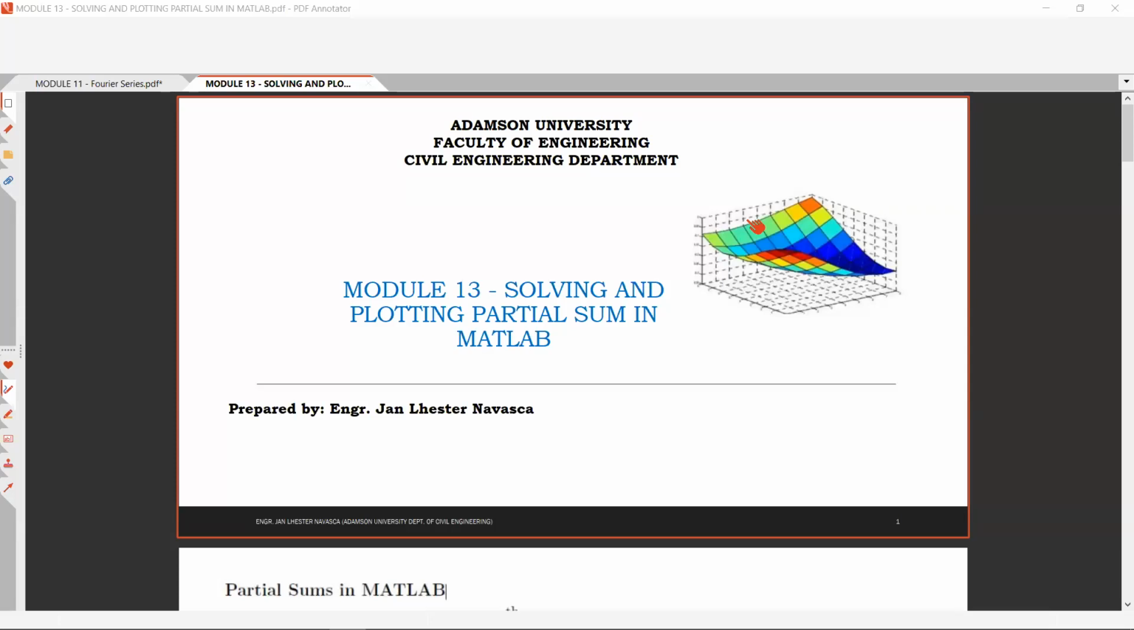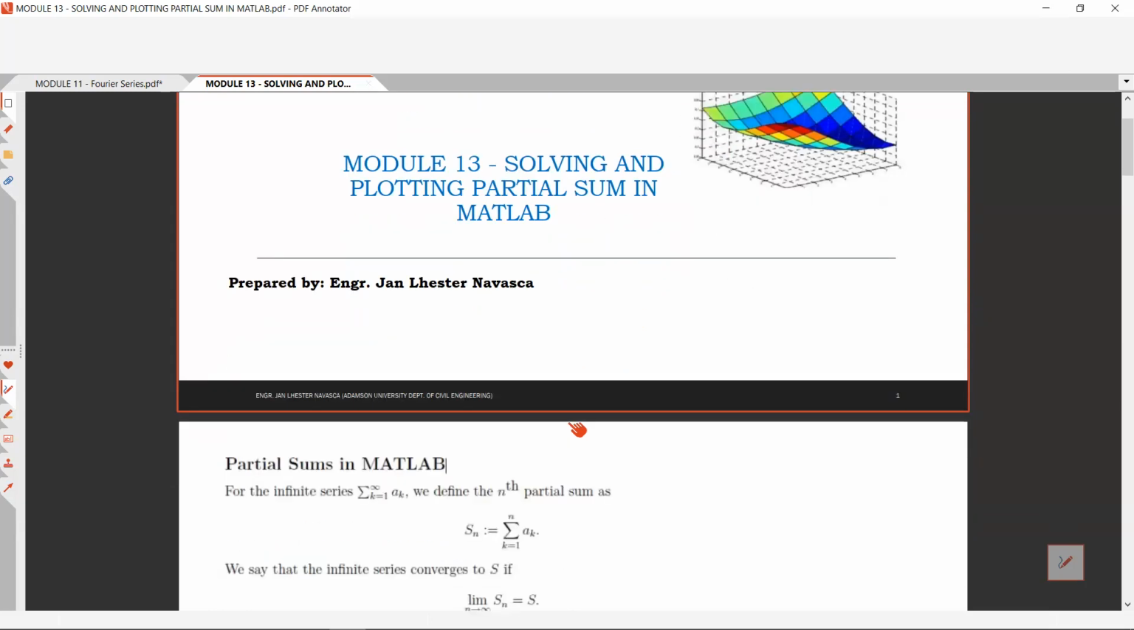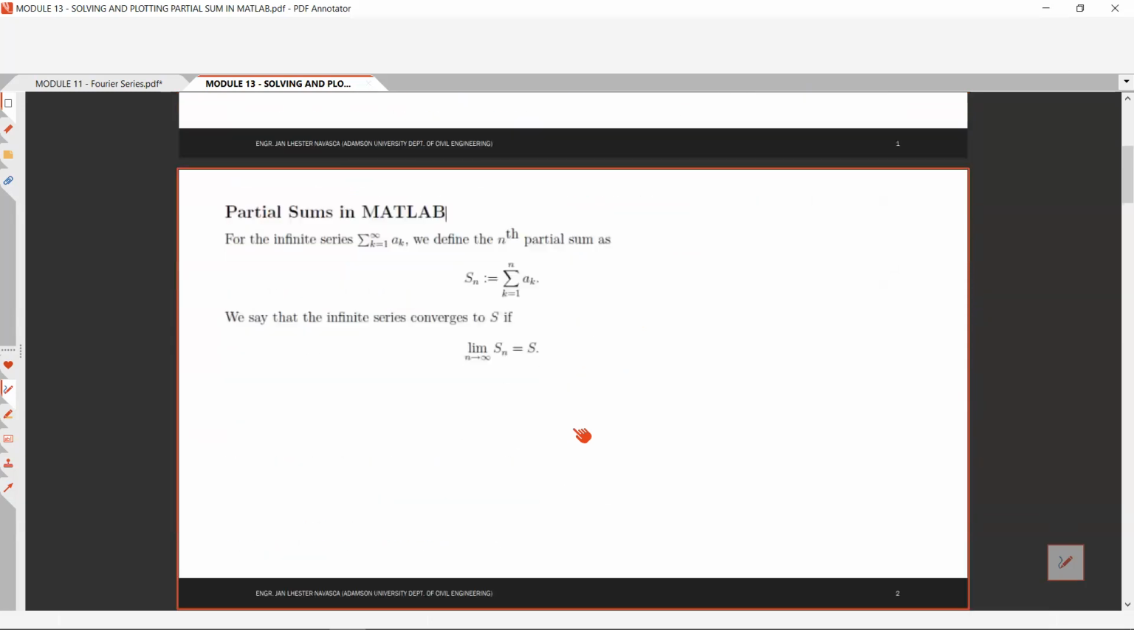Okay, so for this module on numerical solutions in Matlab, we will solve and plot a partial sum in Matlab. Given your series, let's say a power series, or a Taylor series, or a Maclaurin series, or a Fourier series, you can implement a partial sum in Matlab. So for an infinite series, let's say we have an infinite series of a sub k from k equals 1 to positive infinity.